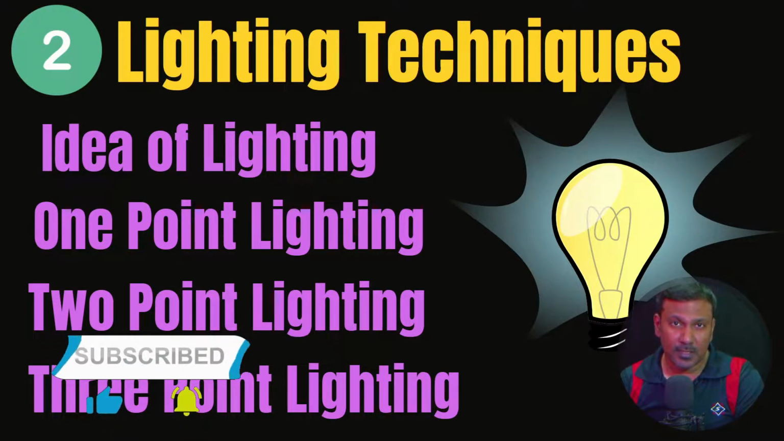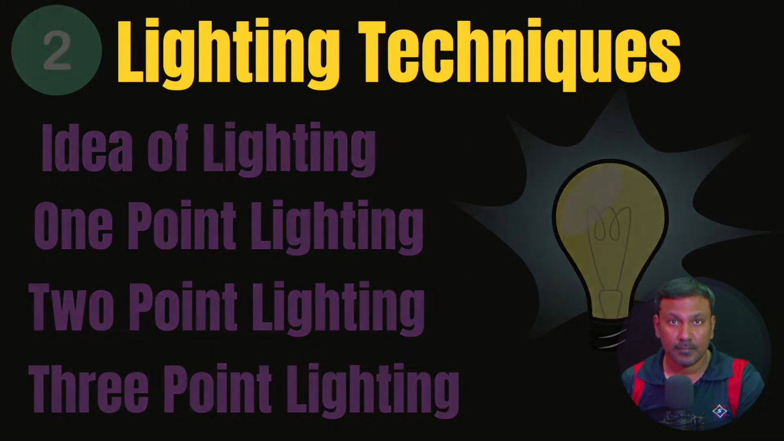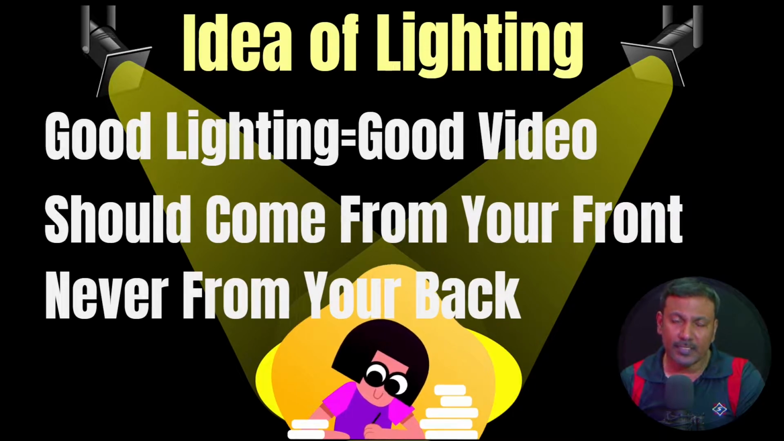We are going to see 4 things about lighting techniques: the idea of lighting, 1-point lighting, 2-point lighting and 3-point lighting. When it comes to lighting, there are no fixed rules. Your creativity plays a major role in lighting your content and communicating various things and ideas. I will cover that all in my future videos, but now we are seeing basic principles of lighting.